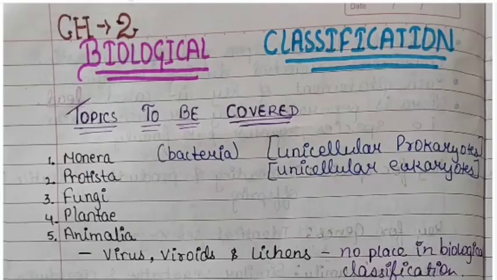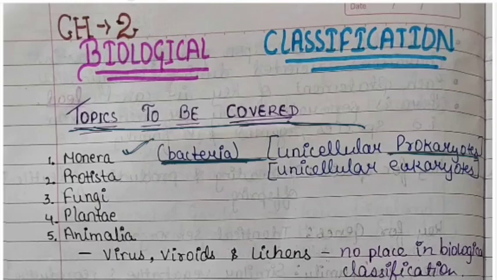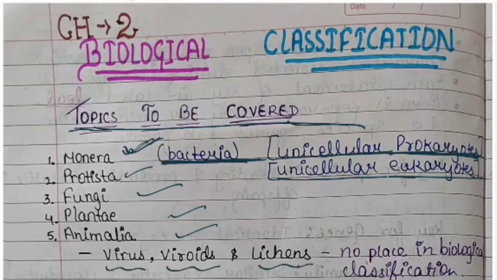Before starting with the chapter, let us see the topics which we are going to cover in this chapter. The first topic is monera, which contains all the bacteria, which are unicellular and prokaryotes. Now the second kingdom, that is protista, contains unicellular eukaryotes. The next ones are fungi, plantae and animalia. Then we will also study about viruses, viroids and lichens, which have been given no place in biological classification.